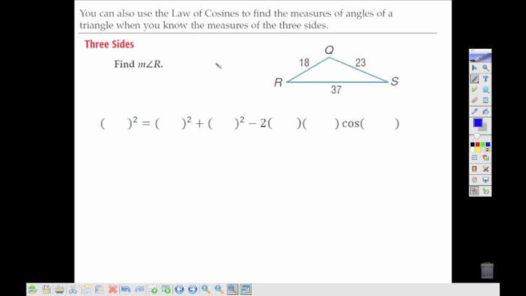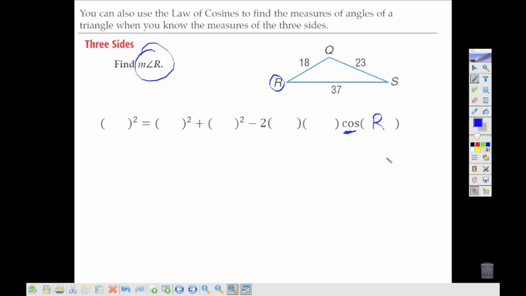And we can also use the law of cosines to find the measure of angles. Notice here I don't have any angles, and we're asked to find the measure of angle R. So it's very important to start out by noticing what we're looking for. We're looking for R. That's our only angle, so that goes inside of our cosine.